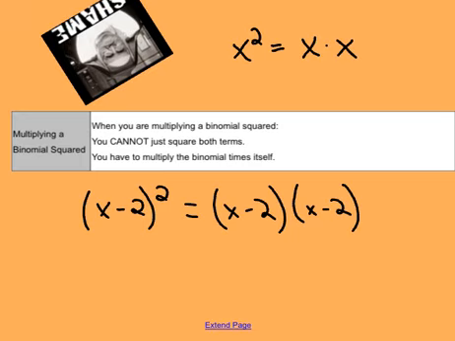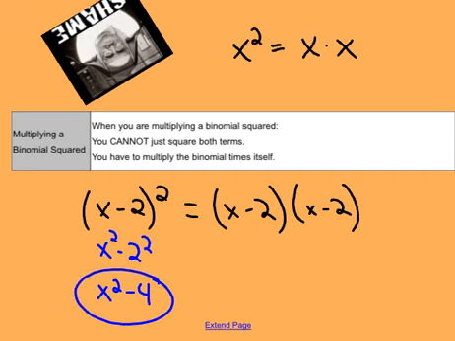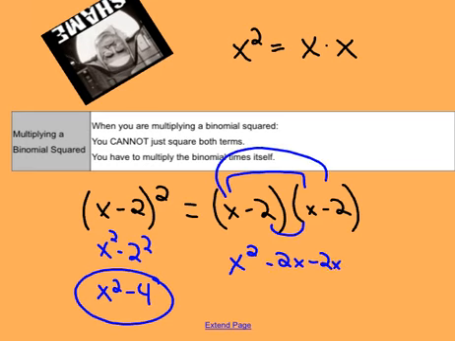So a lot of people, what most kids are going to do is they're just going to square these terms right here. So they're just going to do x minus 2 and they're just going to square it like this. And they're going to write me x squared minus 4 and tell me that's their final answer. If I do the FOIL method, I get x squared minus 2x minus another 2x. Negative 2 times negative 2 is plus 4. So x squared minus 4x plus 4.